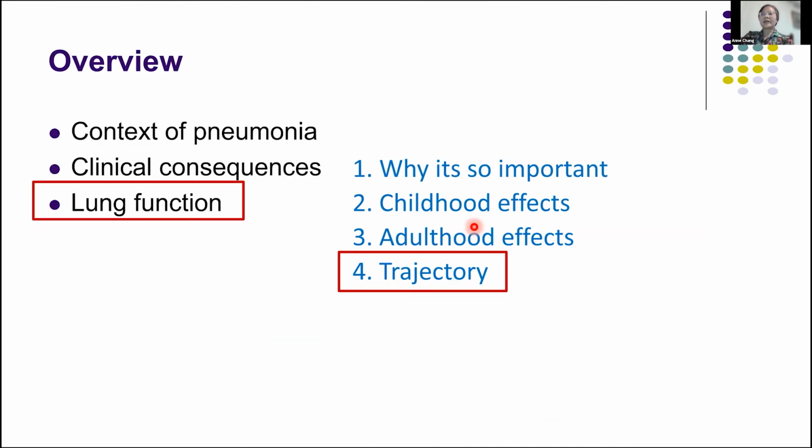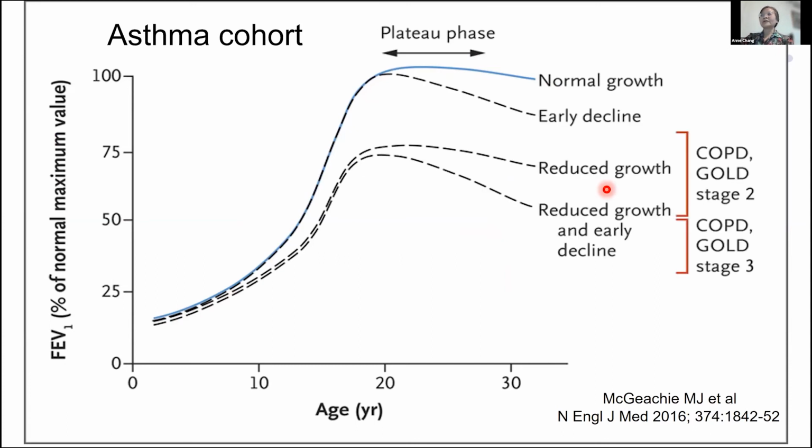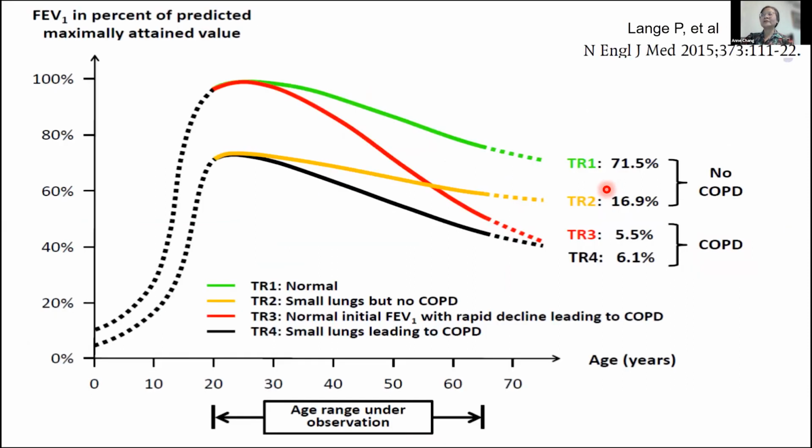So let's talk about the trajectory, just to highlight the importance of this. I think you all know this now. This was proposed several years ago. You're born with small lungs or big lungs. You grow as your lung volume or FEV1 improves, and then later on, as you grow older, you can have a normal decline or accelerated decline.